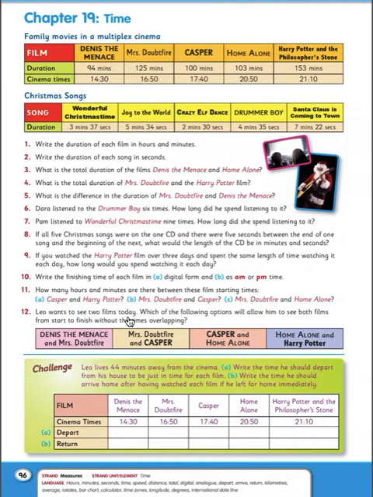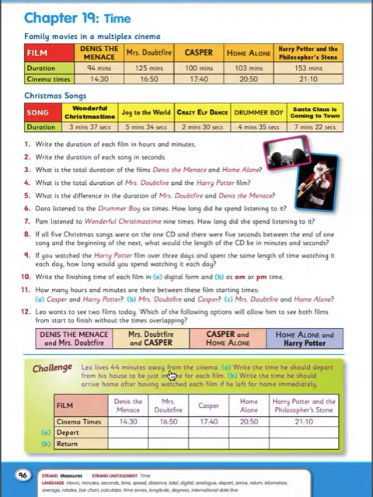Leo wants to see 2 films today. Which of the following options will allow him to see both films from start to finish without the times overlapping? So you have to see when this ends, has this already started, because that won't work. So which film on the top ends just in time for him to watch the next one? You're using the times here to help you.